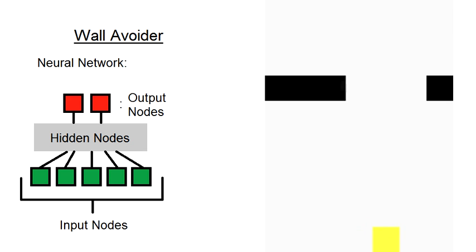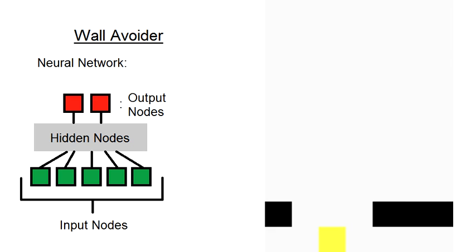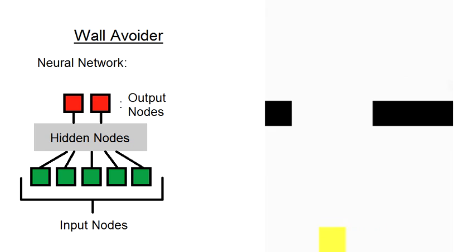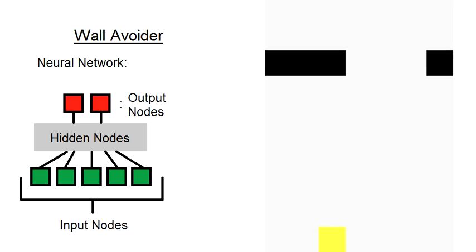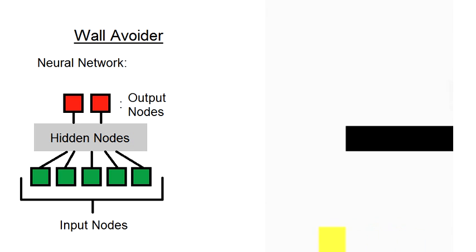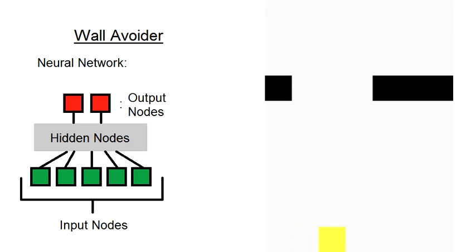The character is controlled by a neural network. This network has 5 inputs and 2 outputs. And by mutations, the neural net may develop hidden nodes. The 3 input nodes in the middle show the 3 objects in front of the character. The input nodes on the sides show the location of the character.